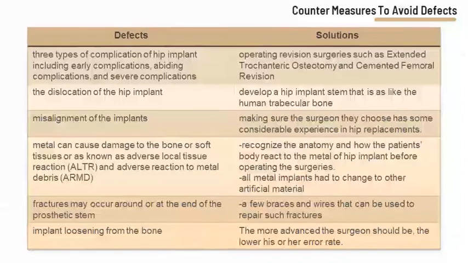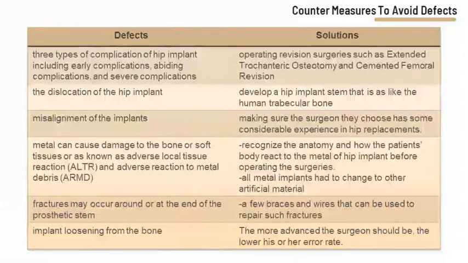Then, a defect that may arise from the hip implant is dislocation of the hip implant. The solution for this problem is to develop a hip implant stem that is like the human trabecular bone. Next, misalignment of the implants. The solution is making sure the surgeon chosen has considerable experience in hip replacement.